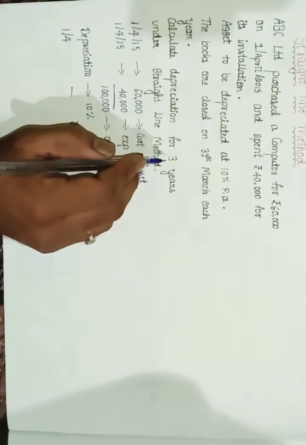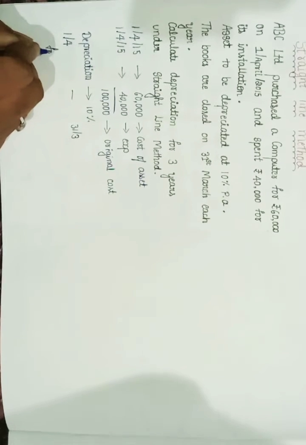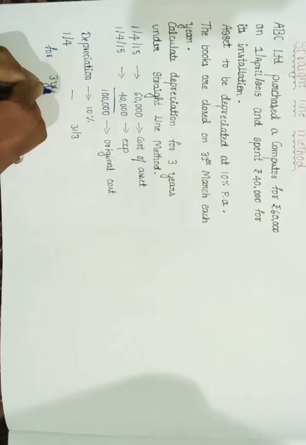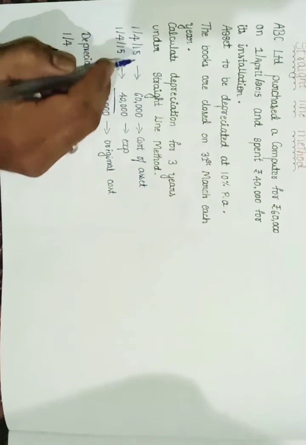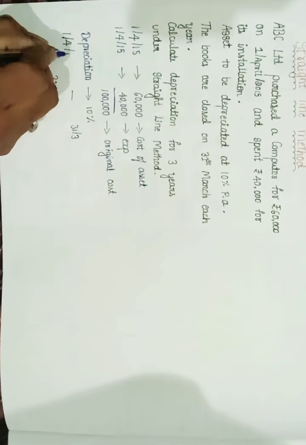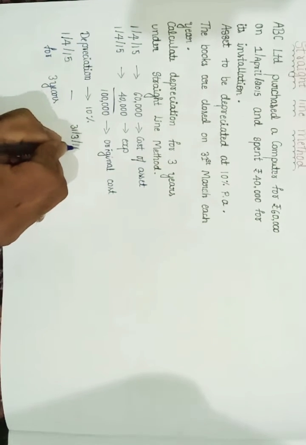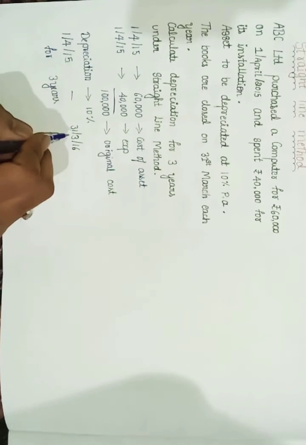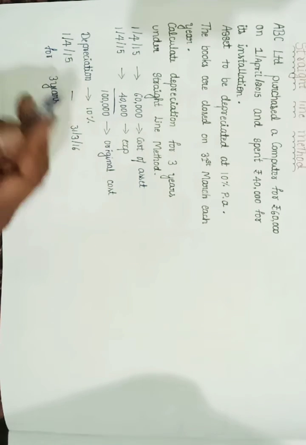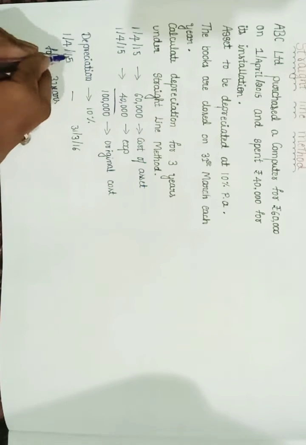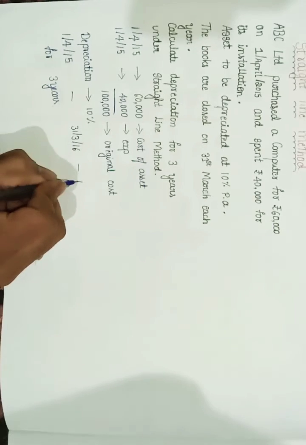Now, we need to calculate depreciation for 3 years. We are purchasing on 1st April 2015, which means our first accounting year will be 1st April 2015 to 31st March 2016. On the basis of this, we need to calculate 2 more years, that is totally 3 years. Now let us see till which date we need to calculate. First year will be 1st April 2015 to 31st March 2016.